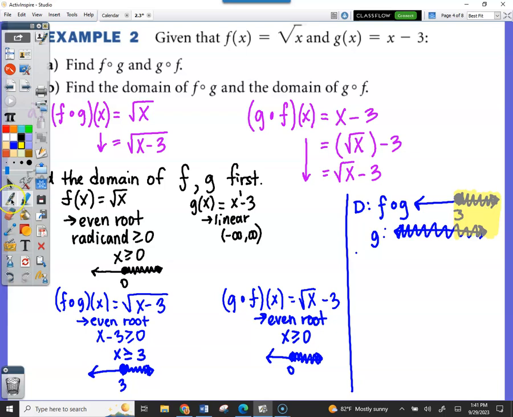So here's my answer. I'm going to make a note. Answer. I'm going to spell it right. Answer. It would be closed circle on 3 to infinity. That is the domain of f of g. Now that's only the first one, so if you don't get that, don't jump at me yet. Let me show you another one.